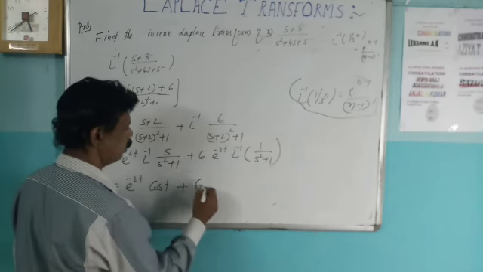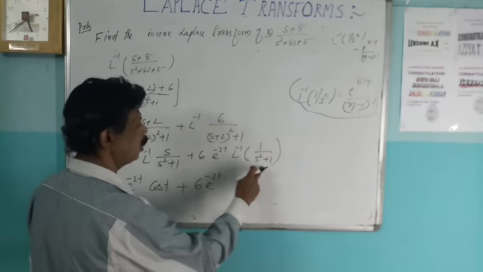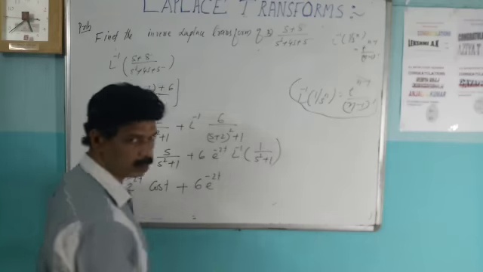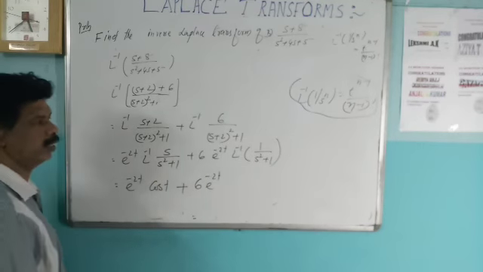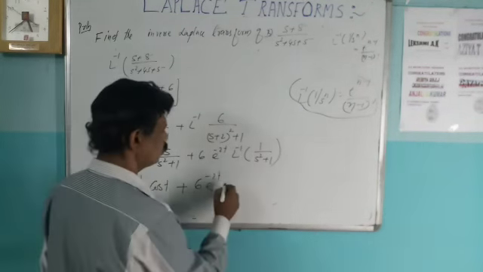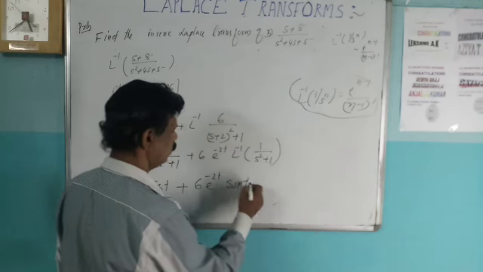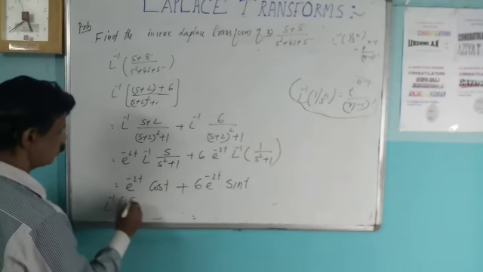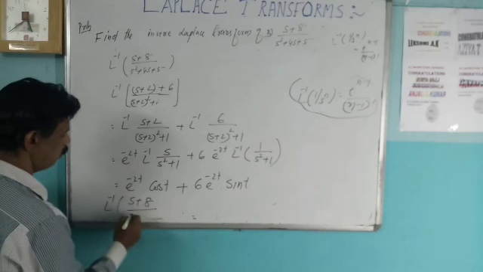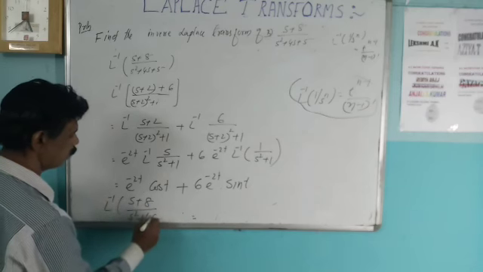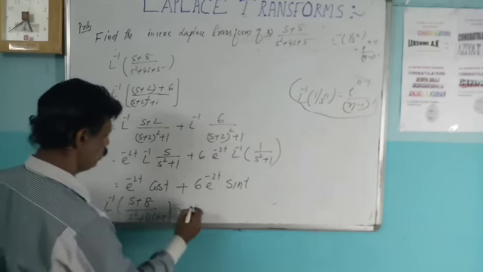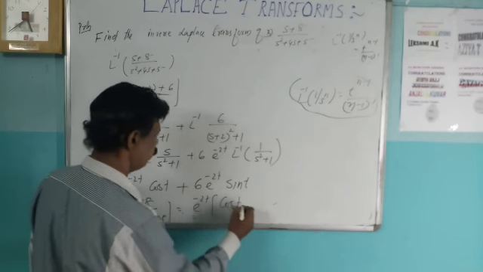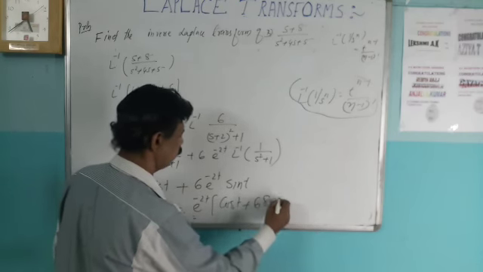And again 6 e raised to minus 2t into Laplace inverse of 1 by s square plus a square means sin at by a. Here a is equal to 1, so we can write that is sin t. So the final result of Laplace inverse of (s plus 8) divided by (s square plus 4s plus 5) equals e raised to minus 2t into (cos t plus 6 sin t).